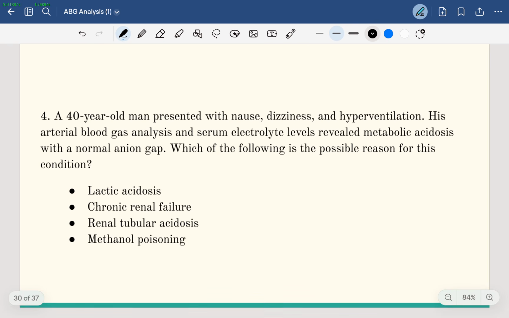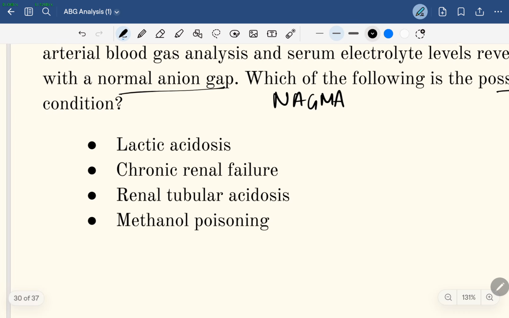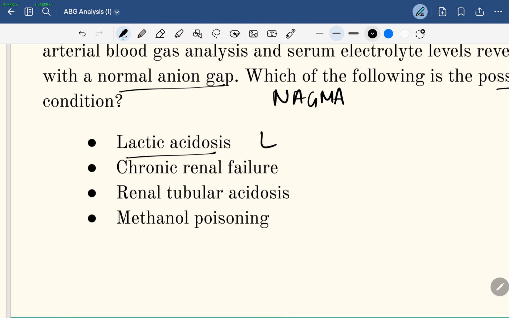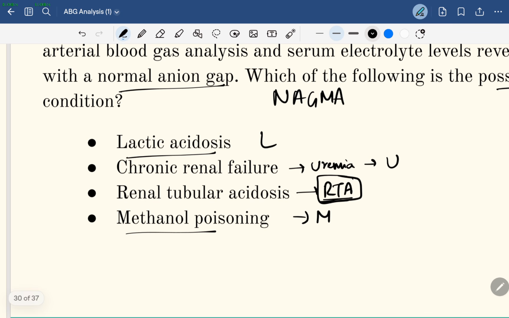For the next question, a 40-year-old man presented with nausea, dizziness and hyperventilation. ABG and electrolytes revealed metabolic acidosis with a normal anion gap. So we're looking at a case of NAGMA. Which is the possible reason for this condition? So we just need to look for causes of NAGMA. We know that lactic acidosis comes under L in our mnemonic. Chronic renal failure leads to uremia, which is U. And RTA we know is a common cause of NAGMA. Methanol is M in our mnemonic. So the answer here is RTA.